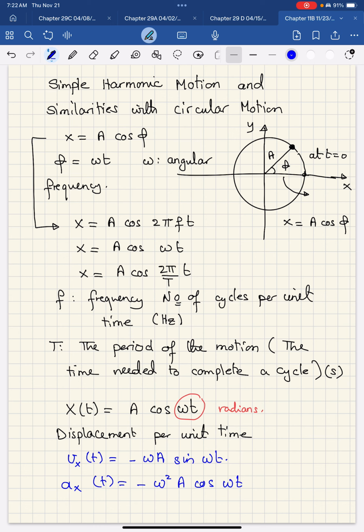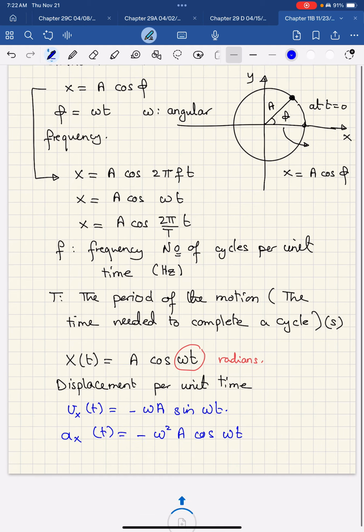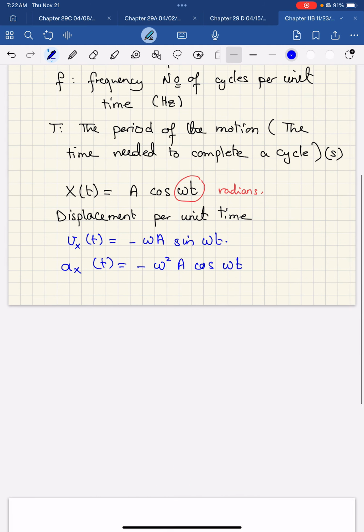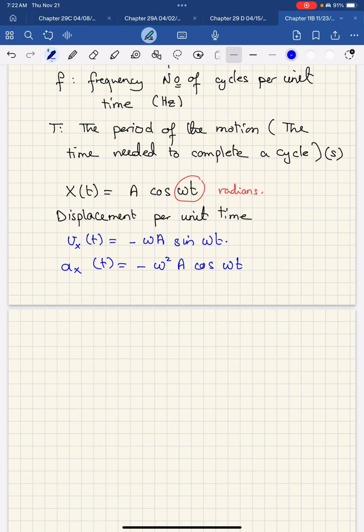Remember here, x is not constant, velocity is not constant, acceleration is not constant, and I will say we are always going to use this dependence on time as sinusoidal.